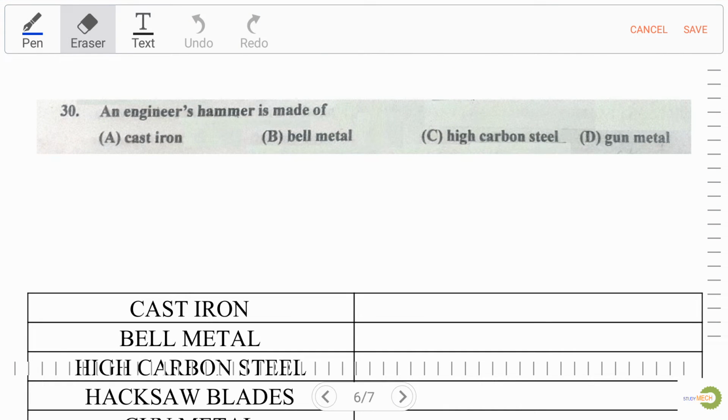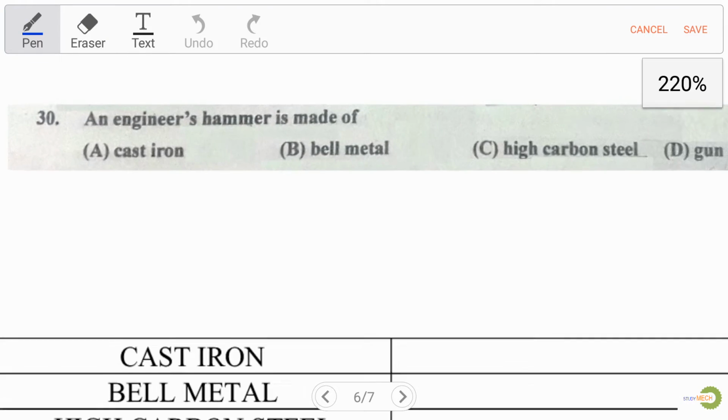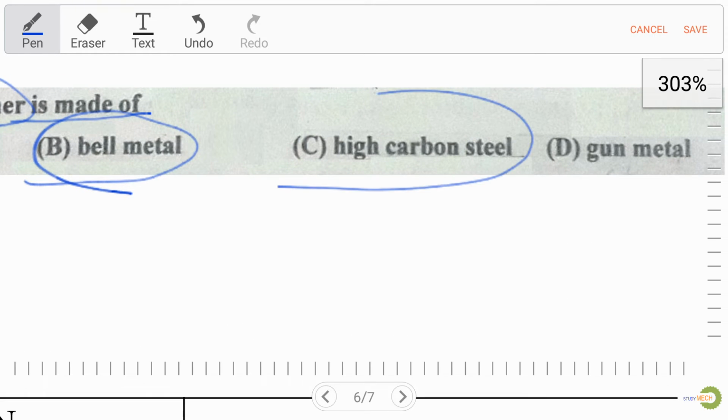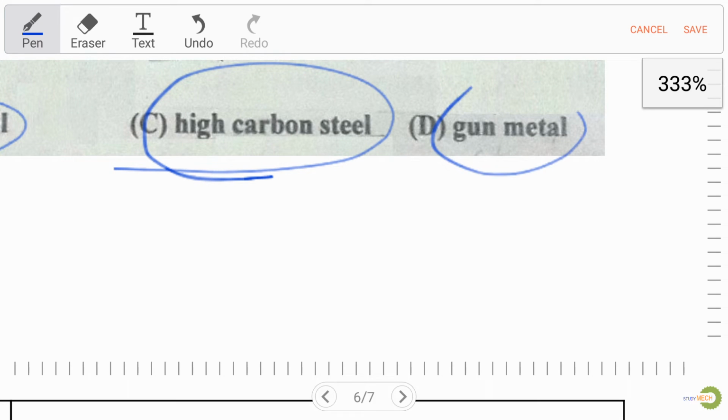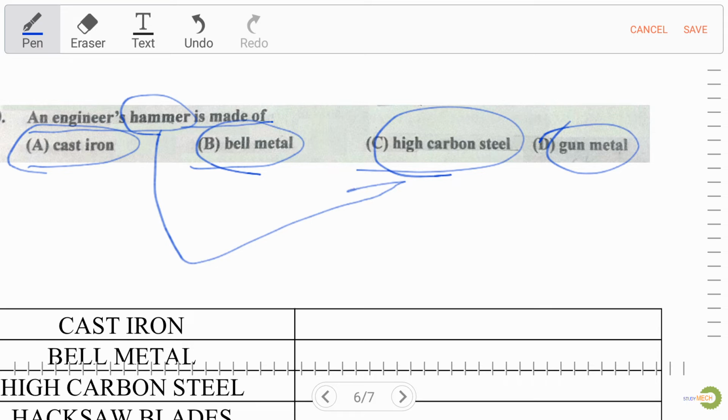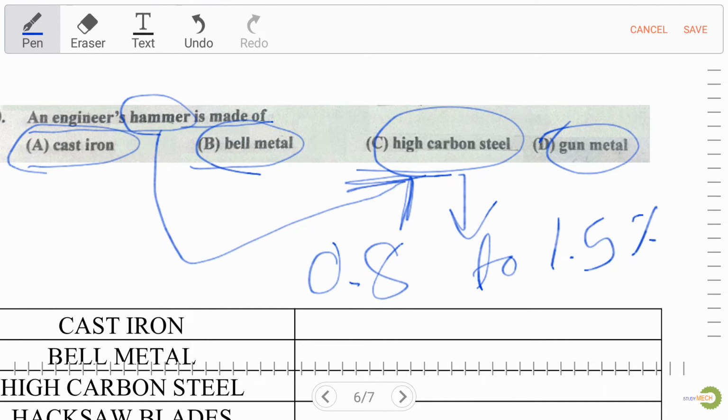Our next question over here: an engineer's hammer is made of, our options are A, cast iron, option B, bale metal, option C, high carbon steel, and option D, gun metal. First of all, our right answer is for hammer we have to use high carbon steel, and for high carbon steel the carbon percentage is 0.8 to 1.5 percent.